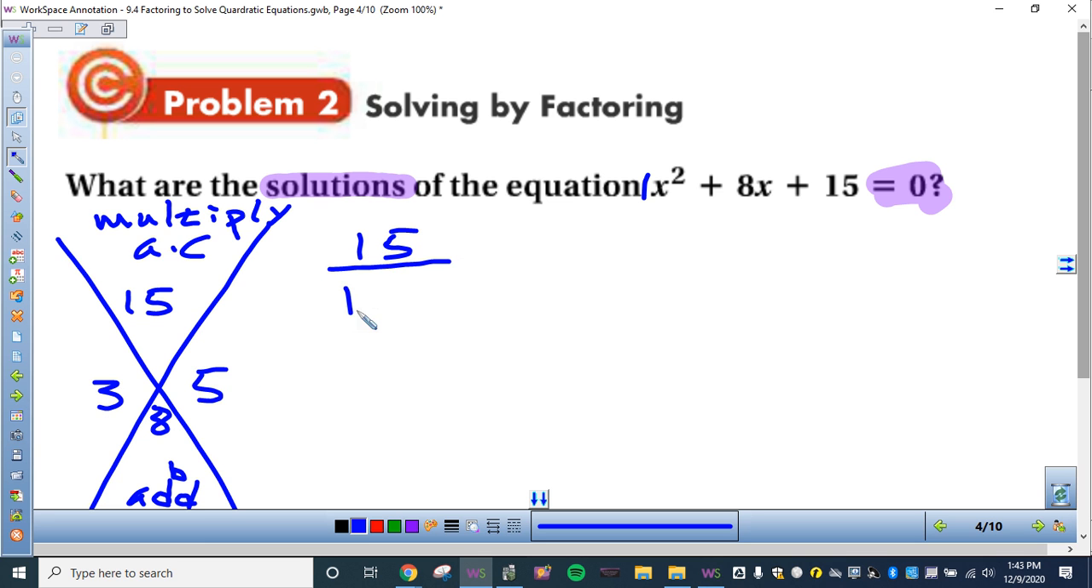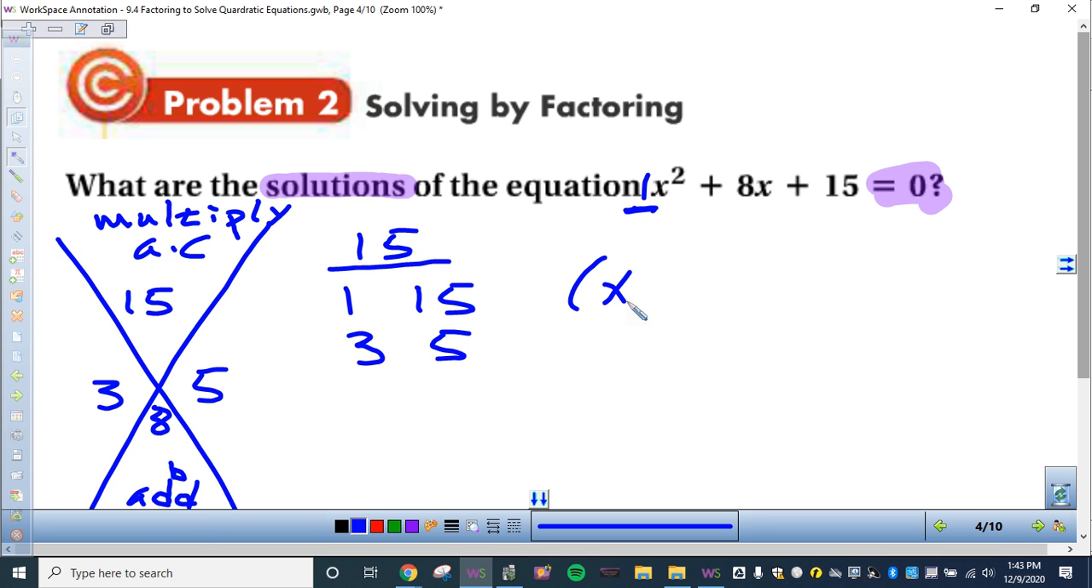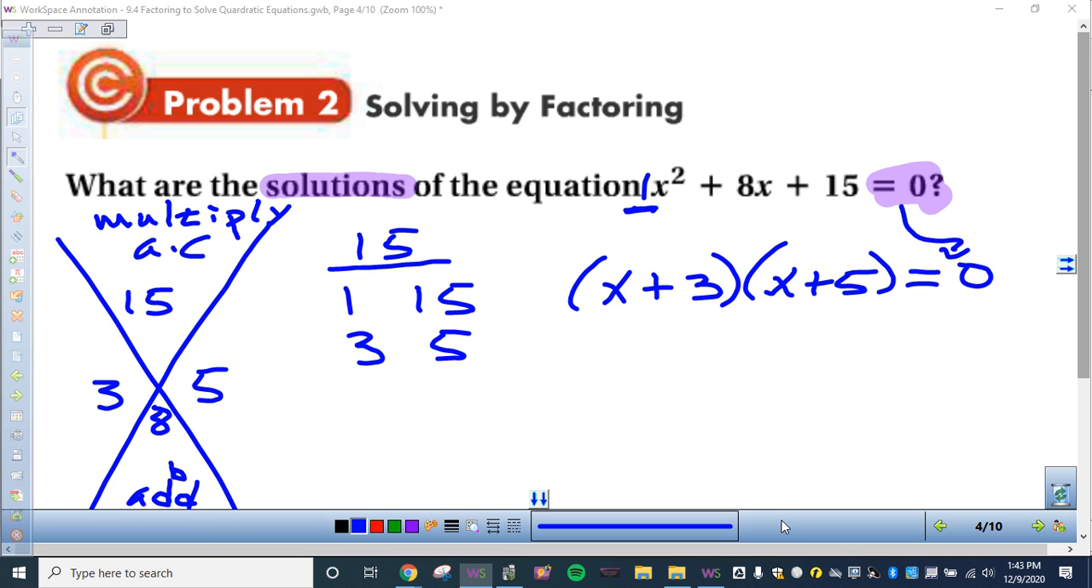If you don't already know that, then you just go 15 divided by 1 is 15, 15 divided by 2 doesn't work, 15 divided by 3 does, and that's it. So 3 and 5. So when we have a leading coefficient right here of 1, you can just go ahead and make your parentheses. So my two parentheses are x plus 3 and x plus 5. And then we're setting that equal to 0 right there.